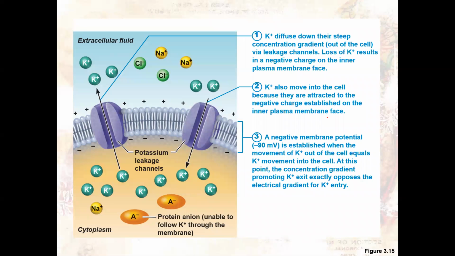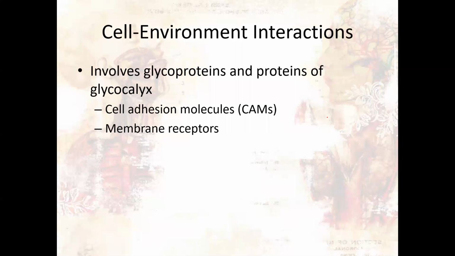So, right, we pumped all those sodiums out, potassium back in. Potassium leaks out very quickly, and we're left with a negative charge on the inside. This will be important. That separation in charge can be used to harness that electrical potential. More on that when we get to nerves and muscles.